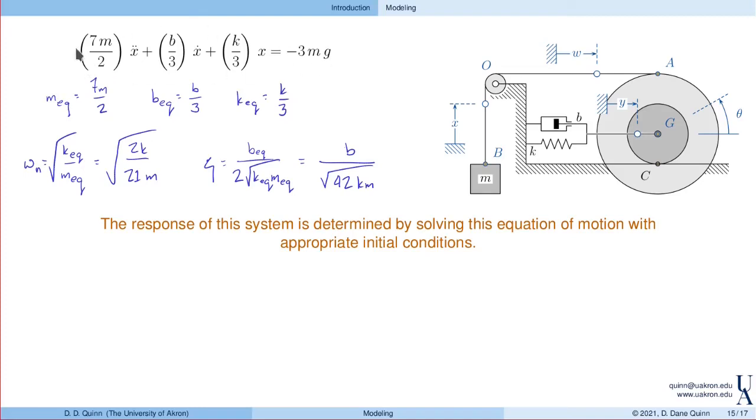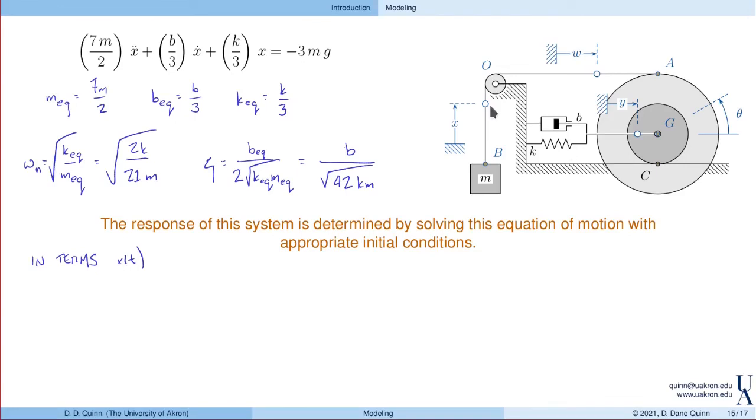So here we have our equation of motion. We've identified the natural frequency and damping ratio. Not going to do it here in this lecture, but the response of the system is determined by solving this with the appropriate initial conditions. Again, we just have our second order constant coefficient differential equation, single degree of freedom system, and we can go and solve that. Once we solve for x, we can go back and find a lot of stuff.